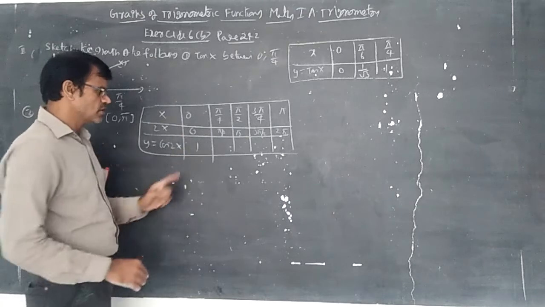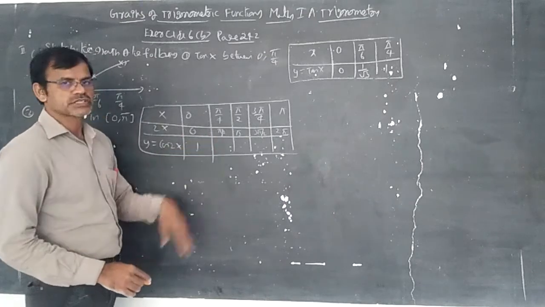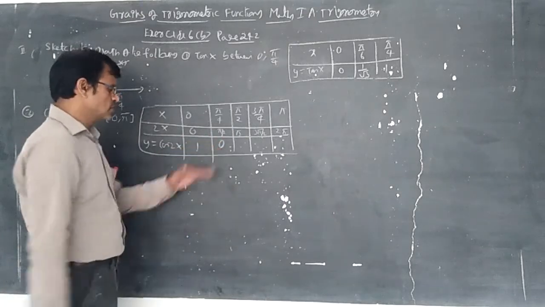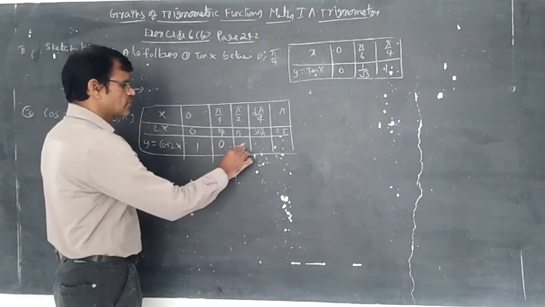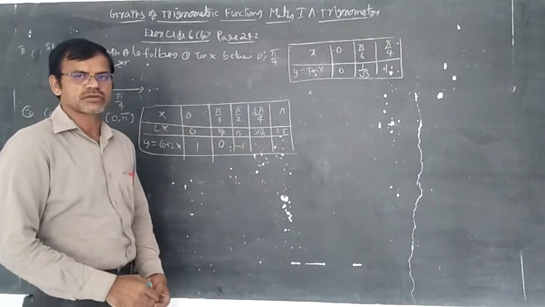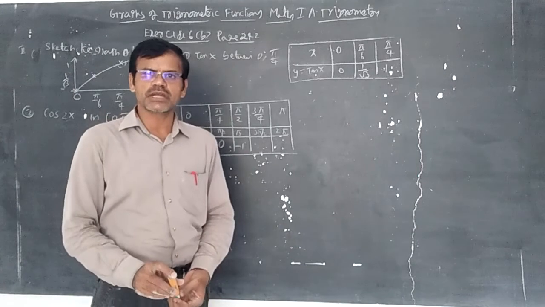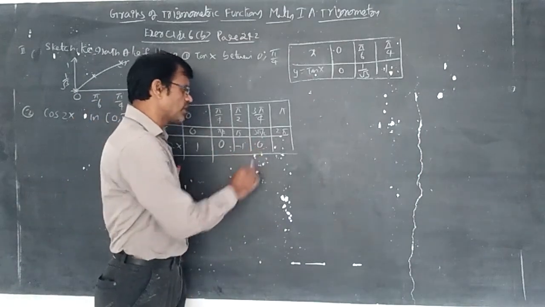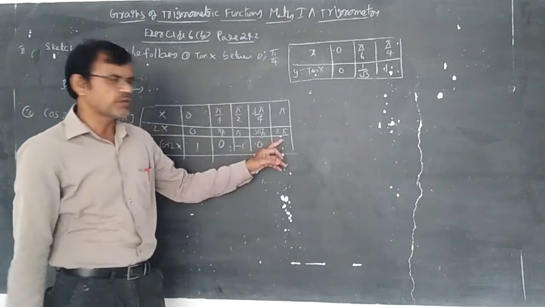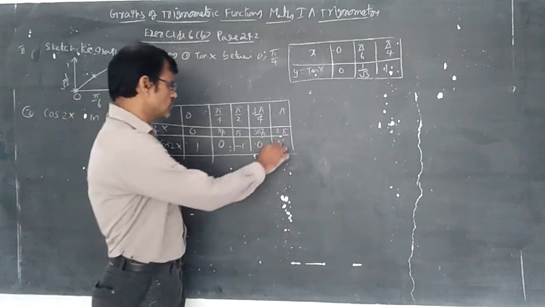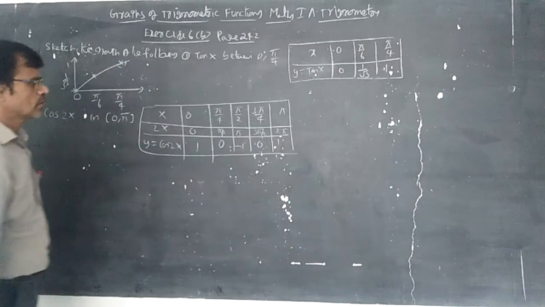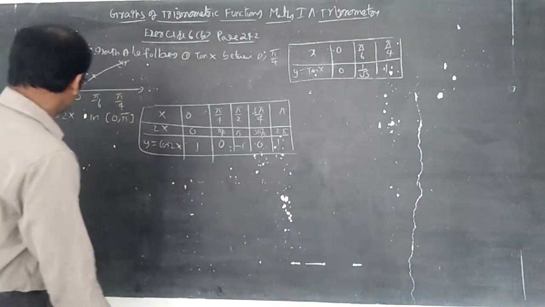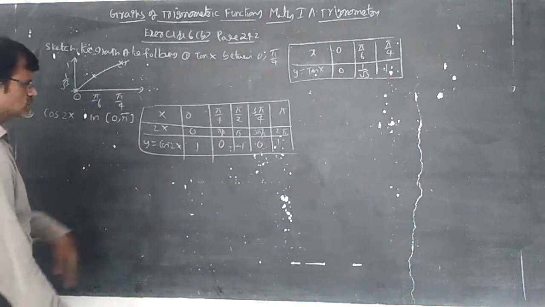Cos 0 is 1. Cos 90, where 2x equals 90, is 0. Cos pi value is minus 1. Cos 180 is equal to cos of 90 plus 90, which becomes minus sin 90, which is minus 1. Cos 2 pi is nothing but 1, so cos 0 is equal to 1. Simply, the values are 1, 0, minus 1, 0, 1.